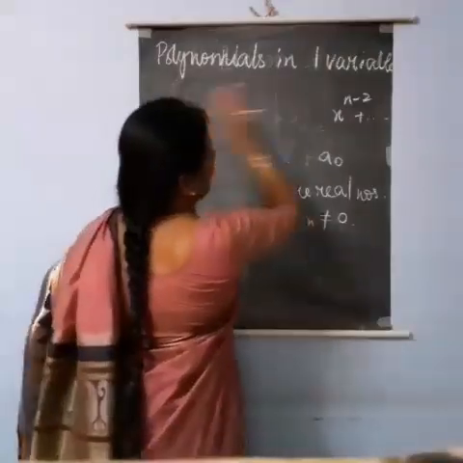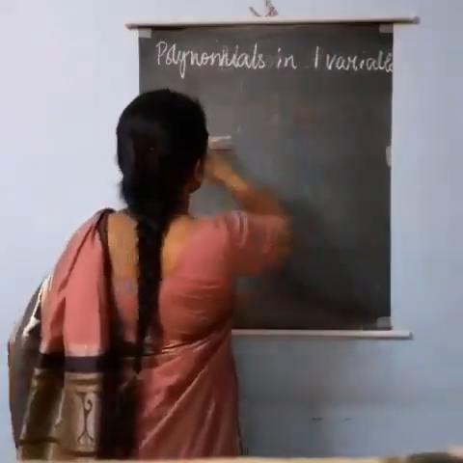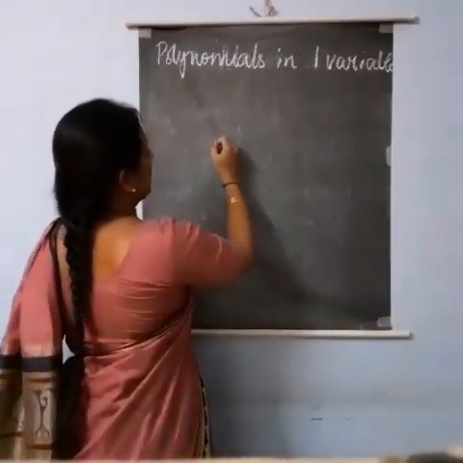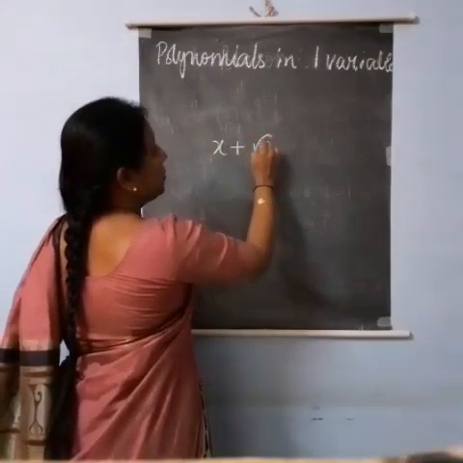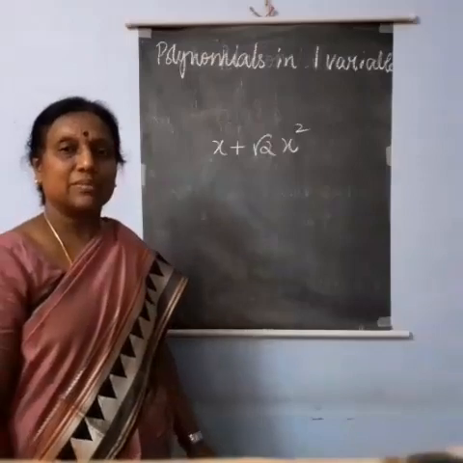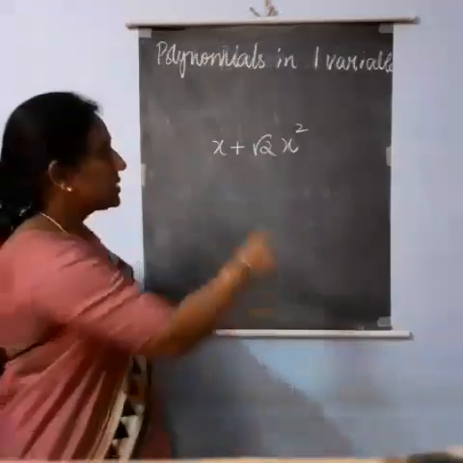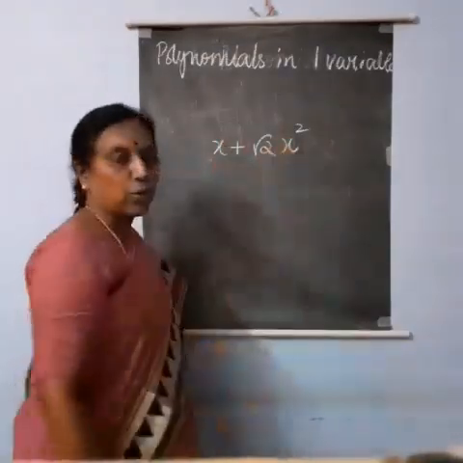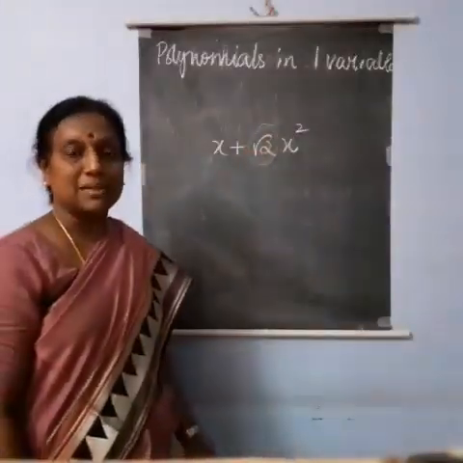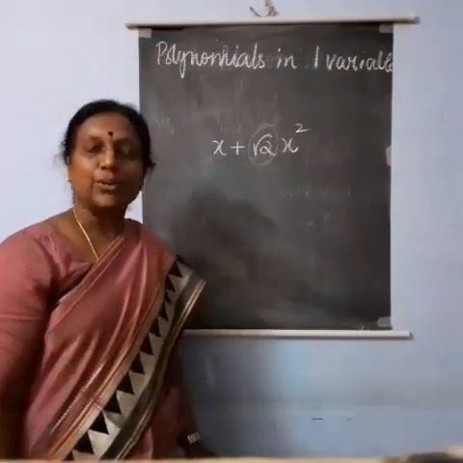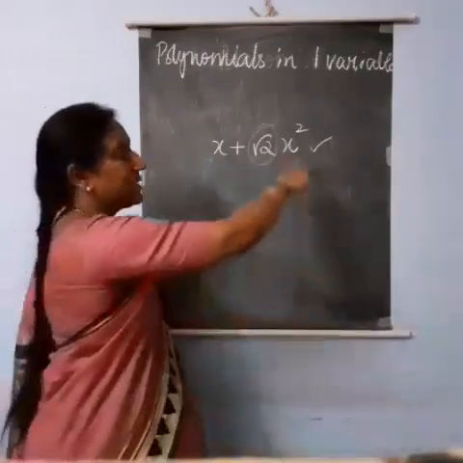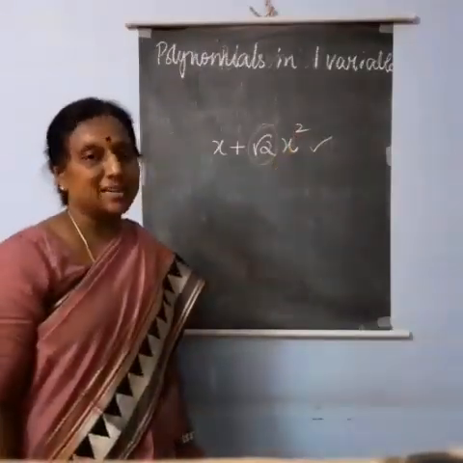Now another thing I would like you to see is, supposing I had a term like x plus root 2 x squared. Do you think this is a polynomial? Yes, because the powers of x are all whole numbers. The coefficient of x can be a real number, either rational or irrational. So this is a polynomial. What is the degree? The degree is 2, so it is a quadratic polynomial.